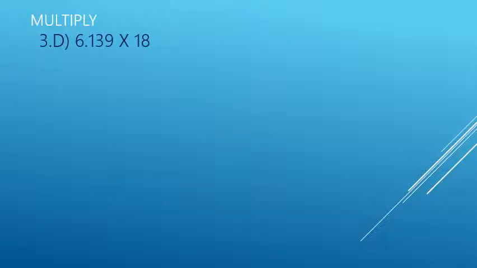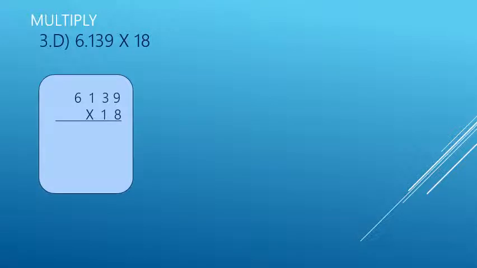Now children, let's come to the next question, which is the D part of question number 3. Here we have to multiply 6.139 by 18. Now 6.139 is a decimal fraction and 18 is a whole number. While multiplying both of them, we will take 6.139 also as a whole number and then multiply it by 18. So 6139 multiplied by 18.